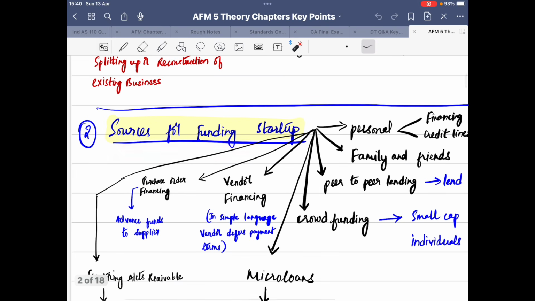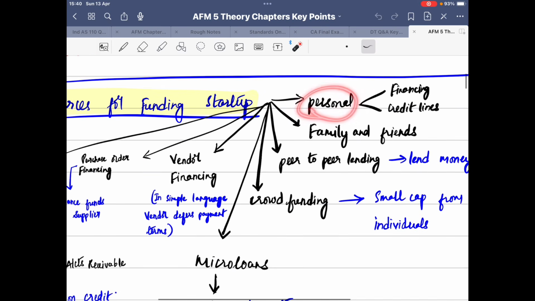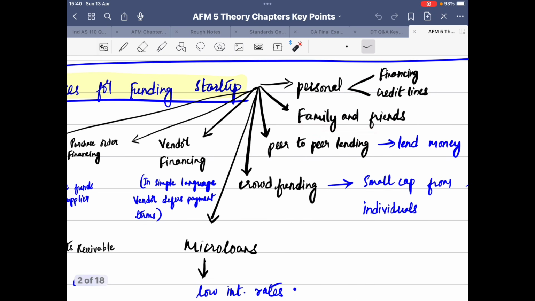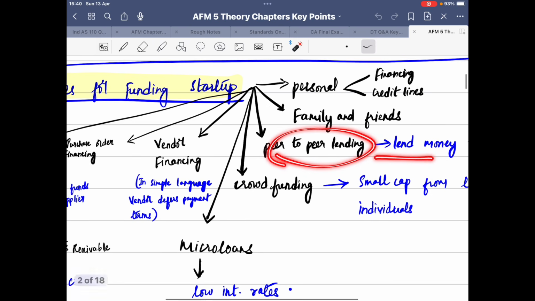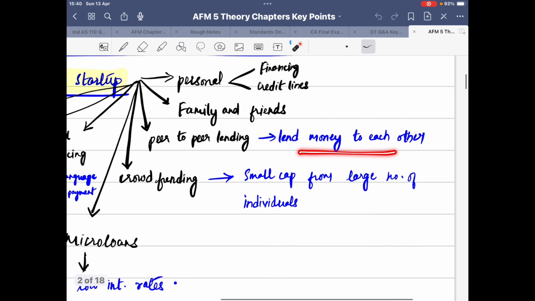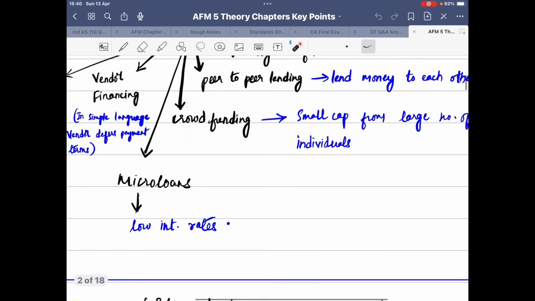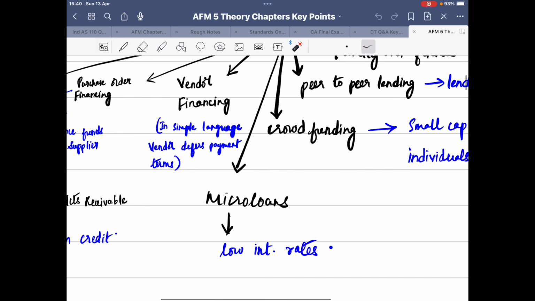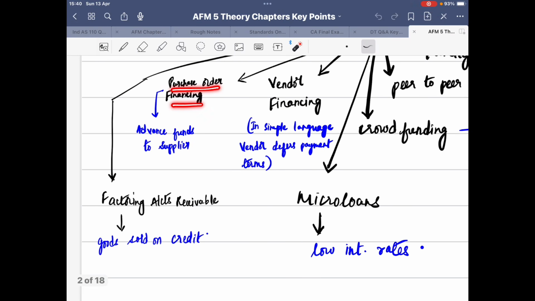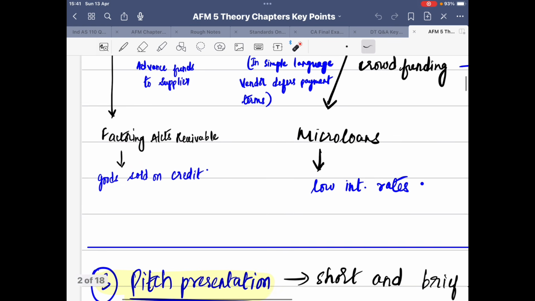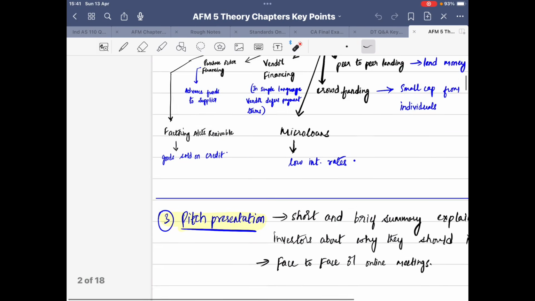Next, sources of funding startup: personal financing or personal credit lines, family and friends, peer-to-peer lending, lend money to each other, crowdfunding, small capital from large number of individuals, microloans, low interest rates, vendor financing, in simple language vendor defers payment terms, purchase order financing, advance funds to supplier, factoring accounts receivable, goods that are sold on credit.